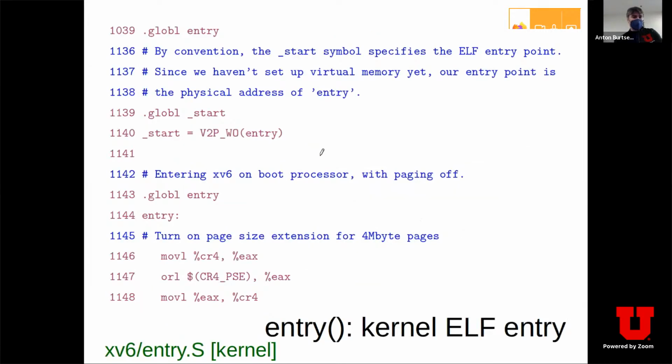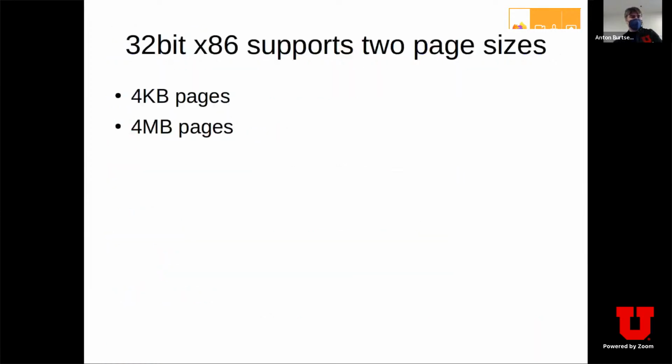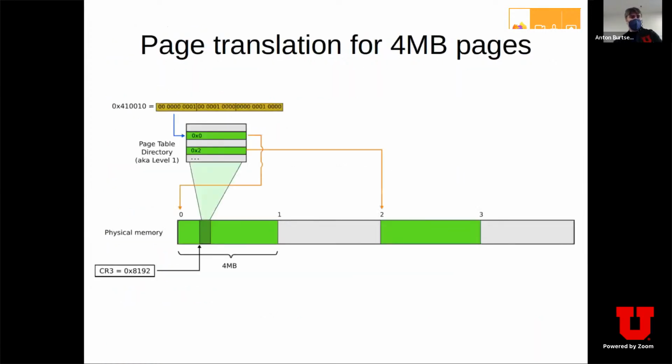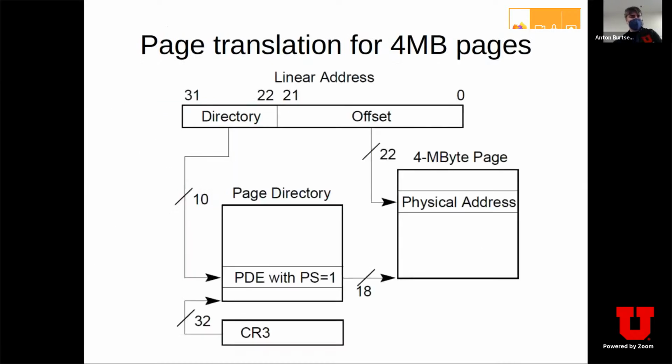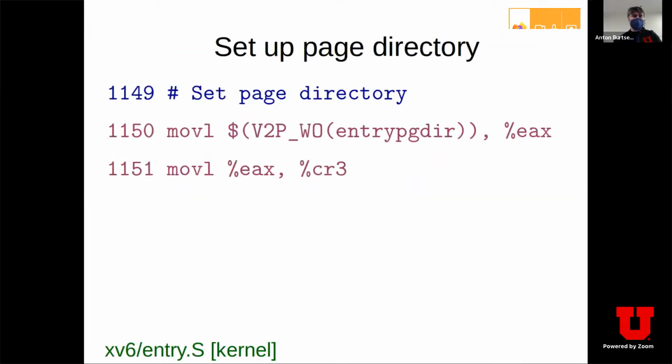Okay, so our goal is to enable the very first page table, right? So again, my reminder, we're going to be using 4 megabyte pages. This is how the translation works. We all know it. And what we're doing here is we will be using this symbol, and this is a C definition of an entry page directory. We're going to move it into the EAX register, right? And then we're going to move EAX into CR3.